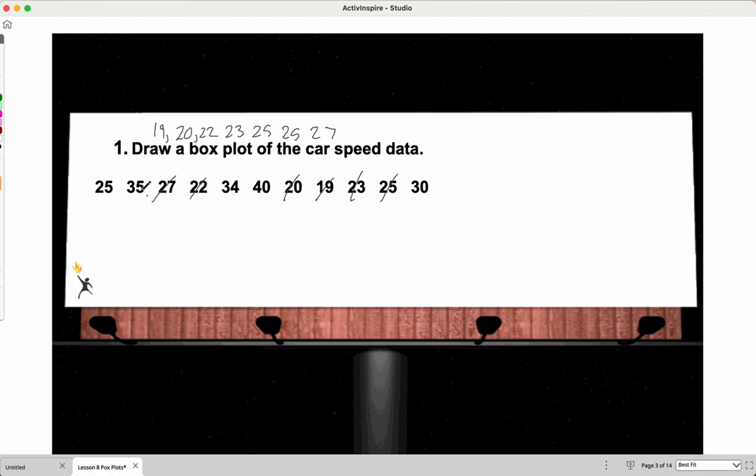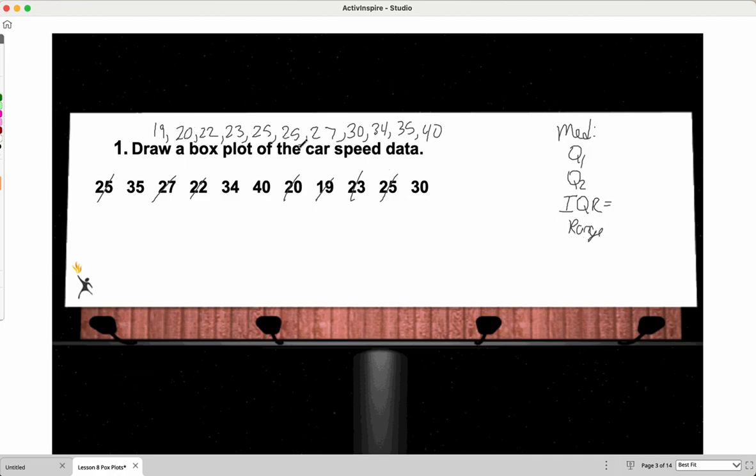All right, that's all my 20s. Let's get those marked off. Then I've got a 30, a 34, a 35, and a 40. So I've got all my data here. So I've got it organized enough that I'm going to be able to find my median, my quartile 1, my Q3, my IQR, and we really won't need to find that one, but it's good to have, and our range. So we can find all that information.